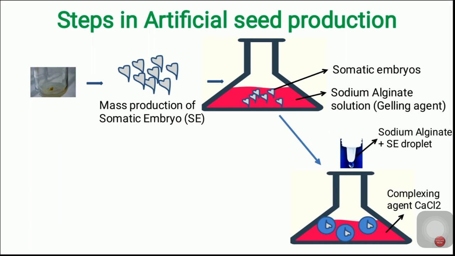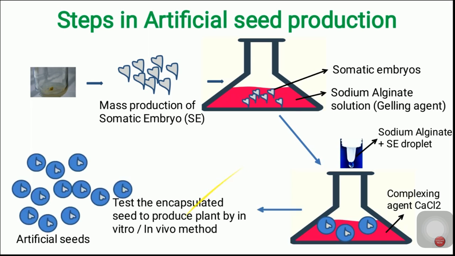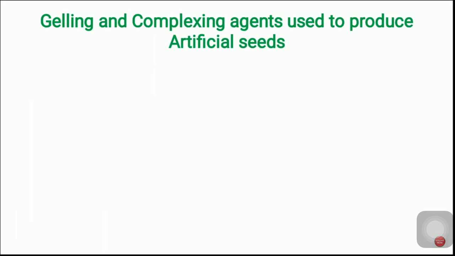Later another compound called a complexing agent is added drop by drop. The complexing agent reacts with the gelling agent and it will form a capsule-like structure. The somatic embryo is already mixed and optimized in a way that each capsule contains one somatic embryo. Then we have to test the encapsulated seed, and we can store these artificial seeds. Whenever we need, we can send them for germination.